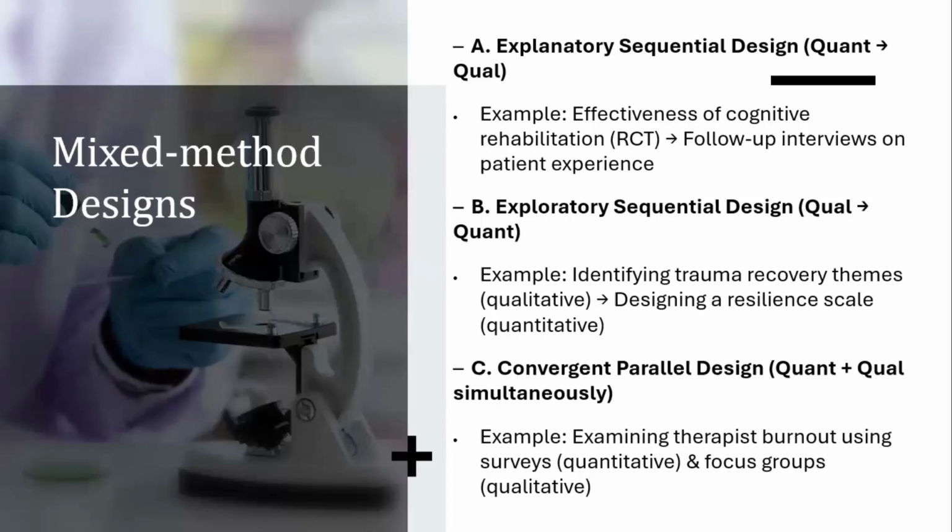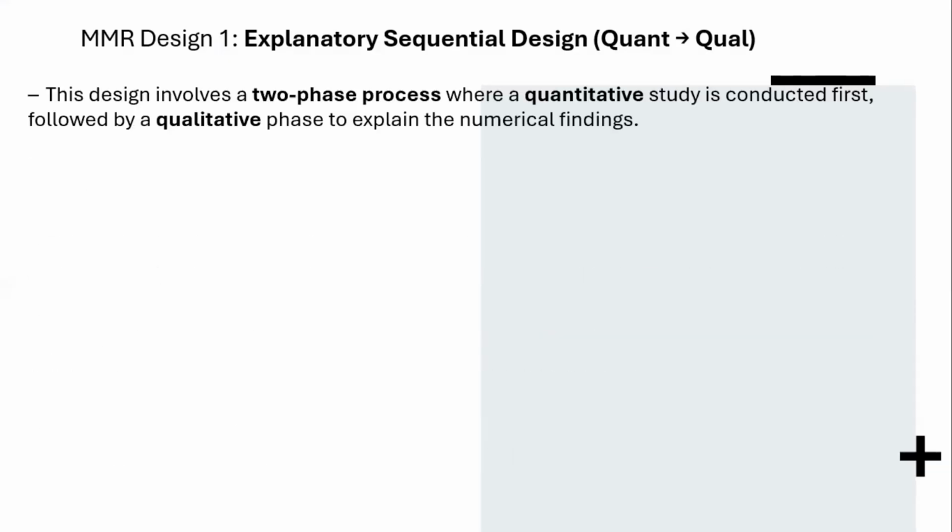Let's take them one after the other. So the first one, explanatory sequential design. This is where you do the quantitative first, and based on your findings, you go and do qualitative. So this one involves a two-phase process.